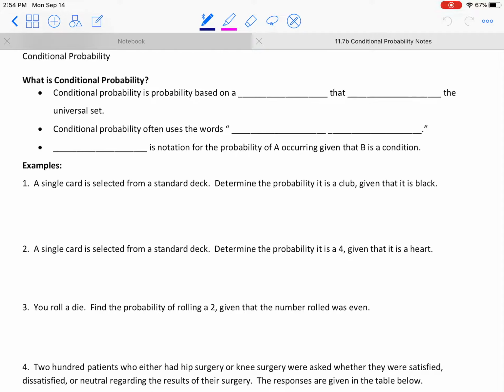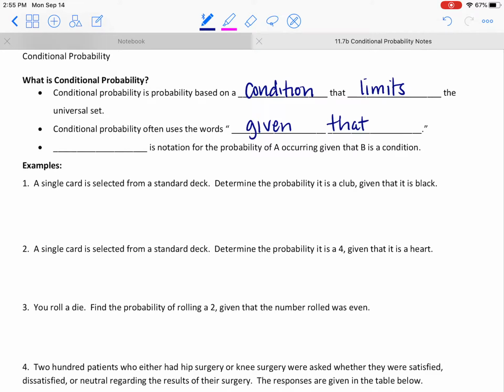So a conditional probability limits the universal set. It's based on a condition, and the condition makes smaller the number of choices, the universal set. And you will not always, but you will often see the words "given that." What's the probability of this happening given that this has already occurred?